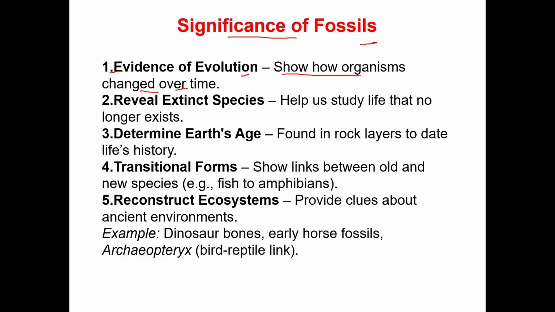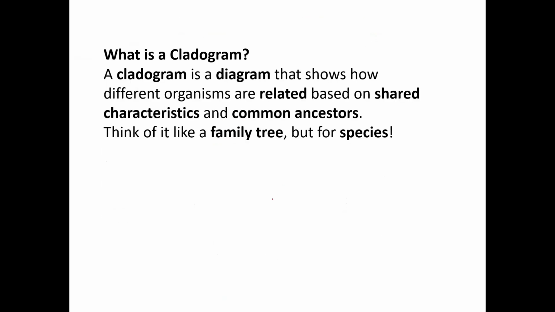It shows what organisms lived long ago, reveals extinct species, helps us to study life that no longer exists, and determines earth's age: yes, found in rock layers to date life history. Transitional forms show the link between old and new species. These are transitional forms, like fish to amphibian, how fish evolve and convert into amphibians. It helps reconstruct ecosystems and provides clues about ancient environments. So it provides proof of evolution, basically fossils.